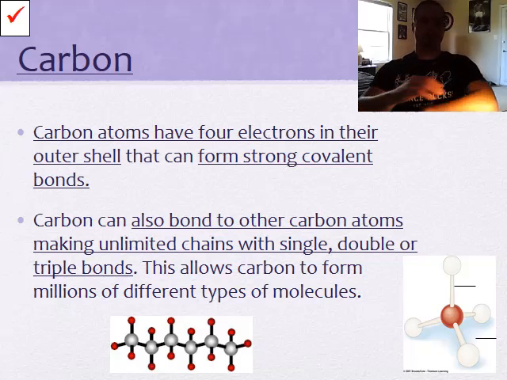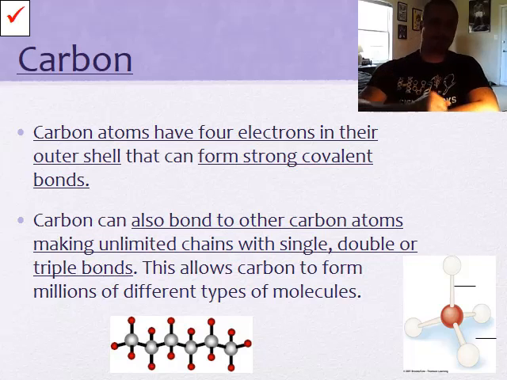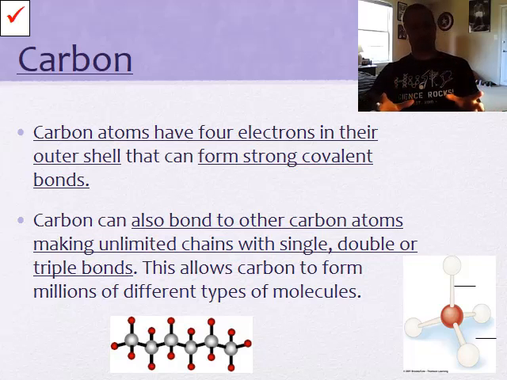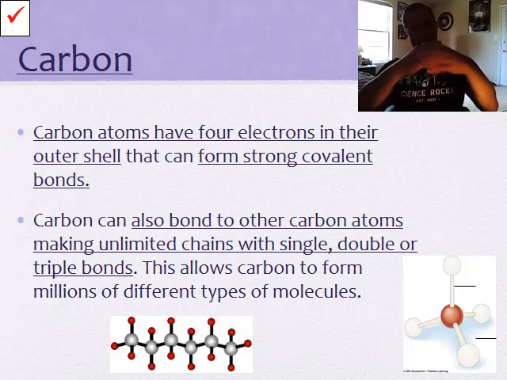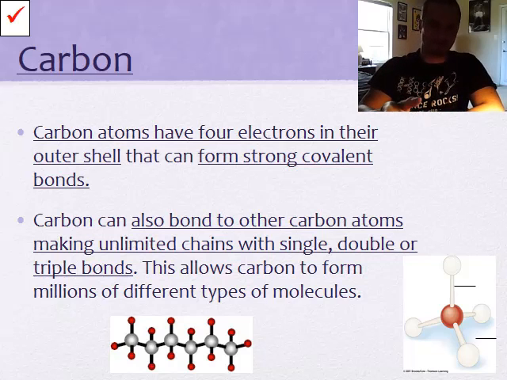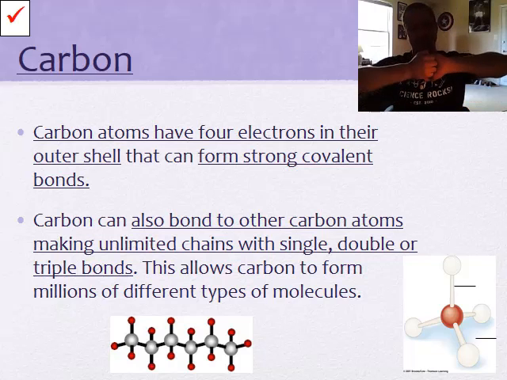So, carbon. Carbon atoms have 4 electrons in their outer shell, and that means they can form strong covalent bonds. Remember, electrons fill the outer shells. The first layer can have 2, the second layer can have 8. So by bonding with other carbon atoms, 4 and 4, we can get a very strong bond, where covalent is where the two share.